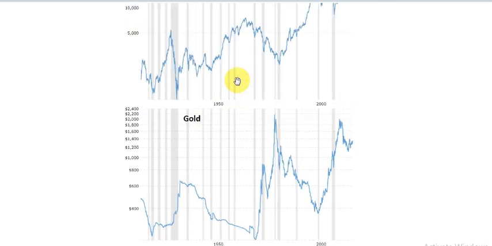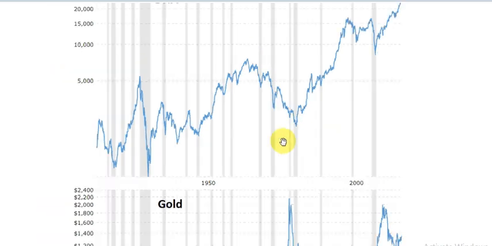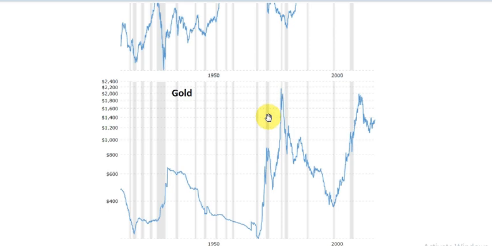Okay, the next period that I want to talk about is that during 1970s, Dow Jones lost about 60% of its value. And at the same time, what happened to gold? Well, with a little bit of a lag, gold price actually increased tenfold. Basically, the price of gold increased 10 times during the same time period.